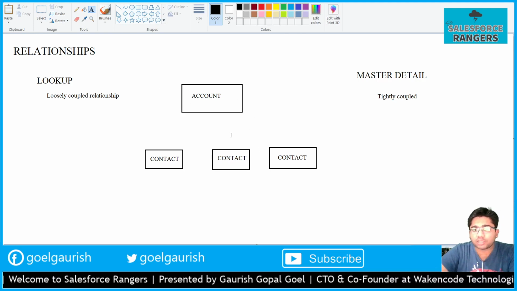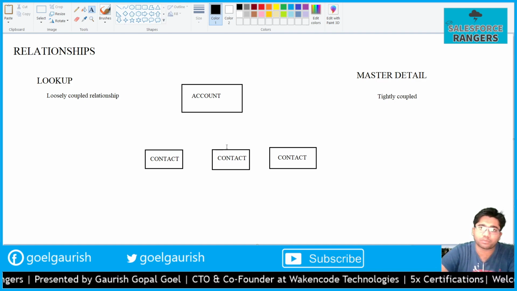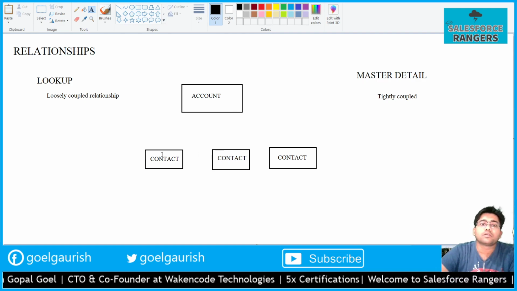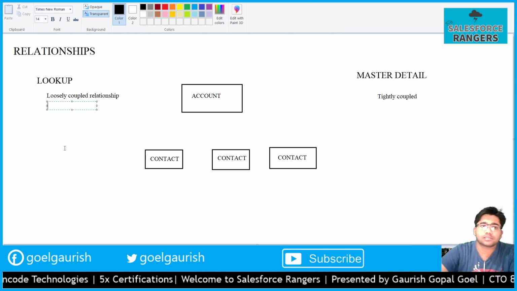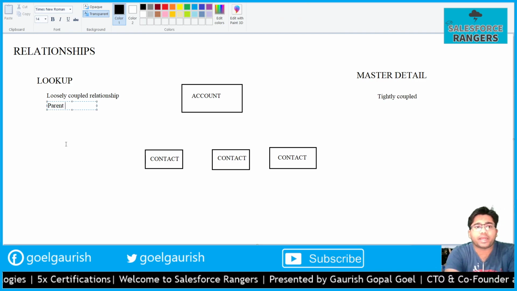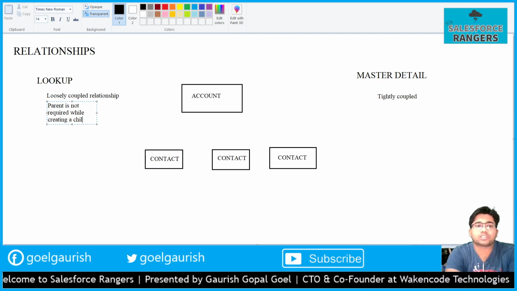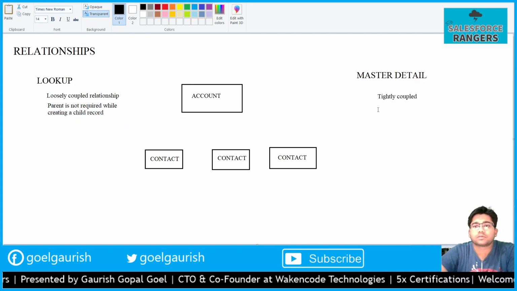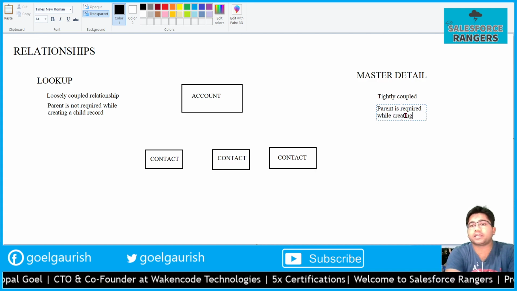Now this relationship here, if I talk about particularly account and contact type of relationship, it is a mixed relationship. It's neither lookup nor master detail, because, okay, I will get to that later on. First, this was the first difference. Second difference is parent is not required while creating a child record, but in master detail parent is required while creating a child record.